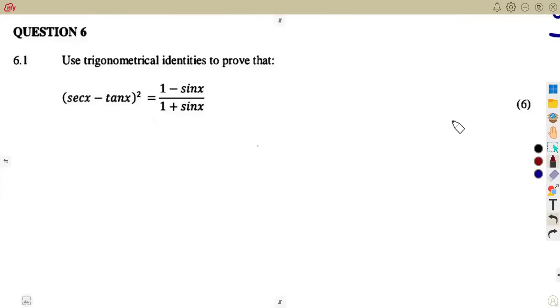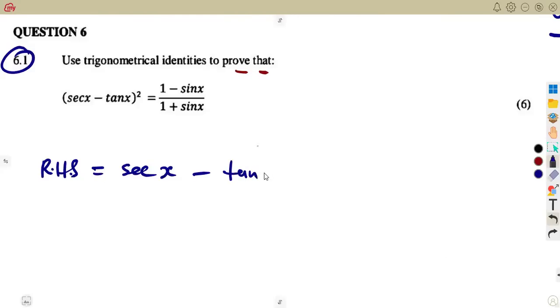use the trigonometrical identities to prove that. So just prove this. All right, so you can choose the left-hand side, you can choose the right-hand side. In our case here, let me start with the right-hand side. Let me choose this: the sec of x minus the tan of x, squared. Remember from our trigonometry, those ratios, identities, we have to play around and figure out.